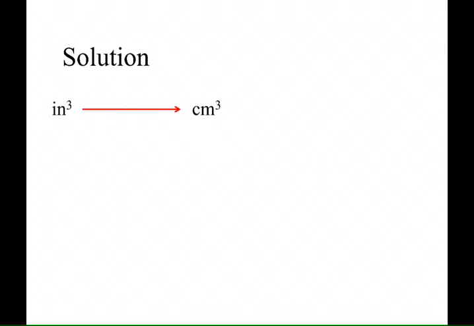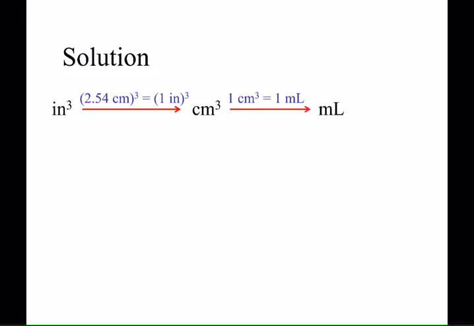Okay, so again, we're going to go from inches cubed to centimeters cubed using that exact relationship. 1 inch is exactly equal to 2.54 centimeters, cubed. And then we're going to go from cubic centimeters to milliliters, knowing that they're equal, 1 to 1. And then we're going to go from milliliters to liters, our final goal, using that relationship that 1,000 milliliters is exactly equal to 1 liter. All right, so here we go.